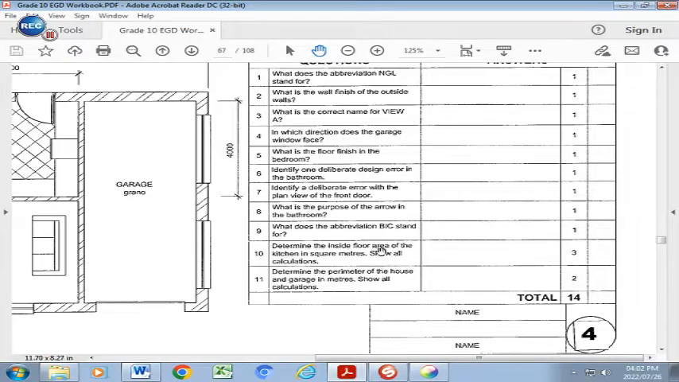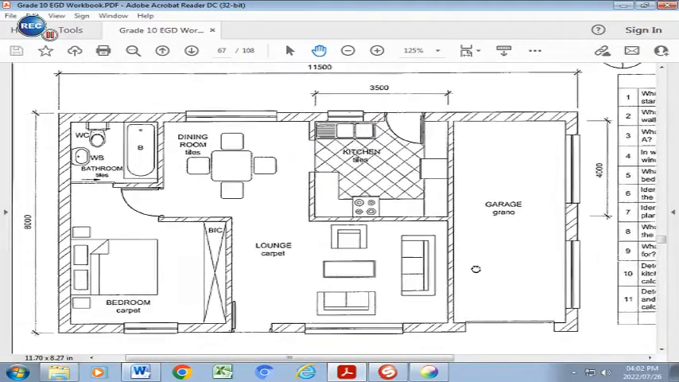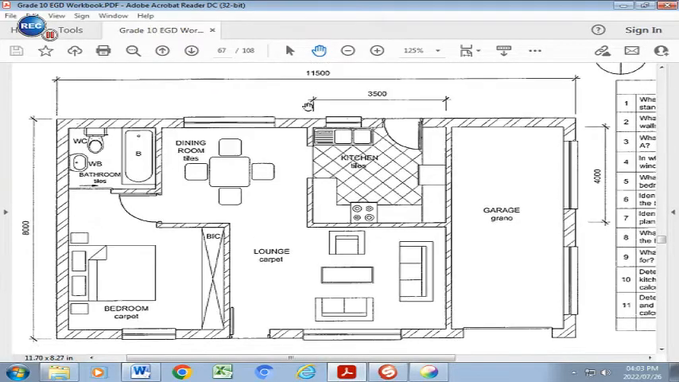Then number 11, determine the perimeter of the house and garage in meters. Show all calculations. If you look at the entire house, including the garage, you are going to find that the length of the house, including the garage, is 11,500, which relates to 11.5 meters. And the width is 8,000, which relates to 8 meters. You will have to add 2 11.5s and 2 8s to determine the perimeter. And that answer is going to be 39 meters.